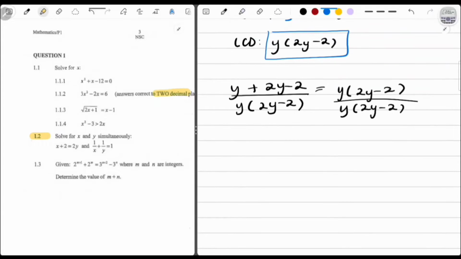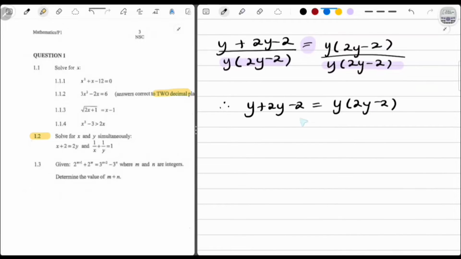Now, because the denominators are the same and this is an equation, only in equations, not expressions, you can drop the denominators. You can let go of them and focus on the numerators, because the whole point is we have made them equivalent fractions. Now that they're equivalent fractions, we can just focus on solving for y. So we're just going to focus on the numerators now. So we're saying therefore, y plus 2y minus 2 is equal to, and I have y bracket 2y minus 2.